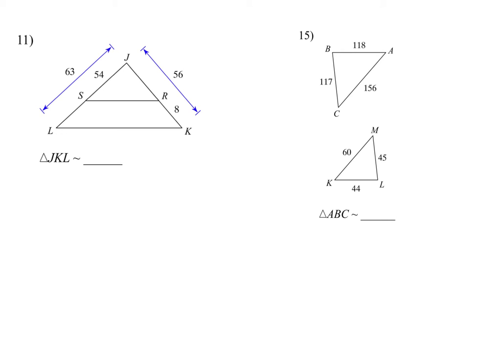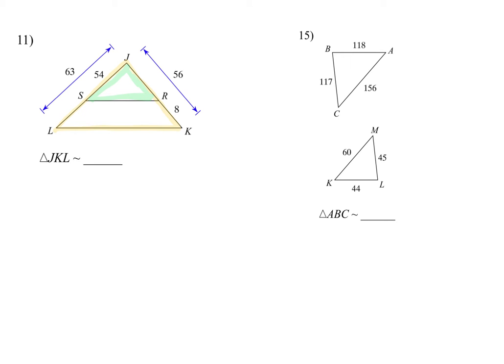But if they are similar, you're going to tell me a reason, angle, angle, side, side, side, or side, angle, side, one of those three. And then you're going to complete the statement with the second triangle. So for this one, we have 2 triangles, even though they are inside of each other. We have the outside triangle here, which is the JKL triangle. So we have this one. And it is compared to the inside triangle, SRJ.